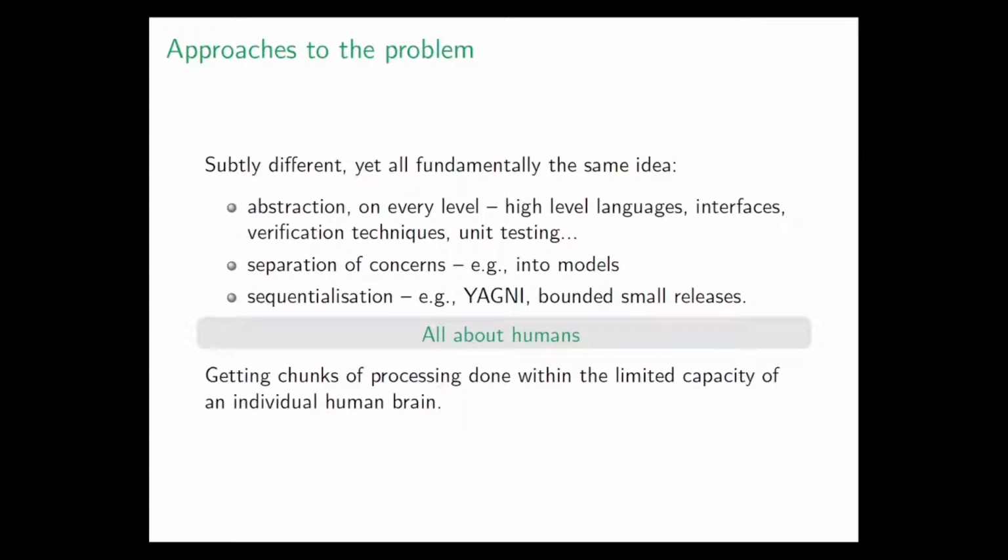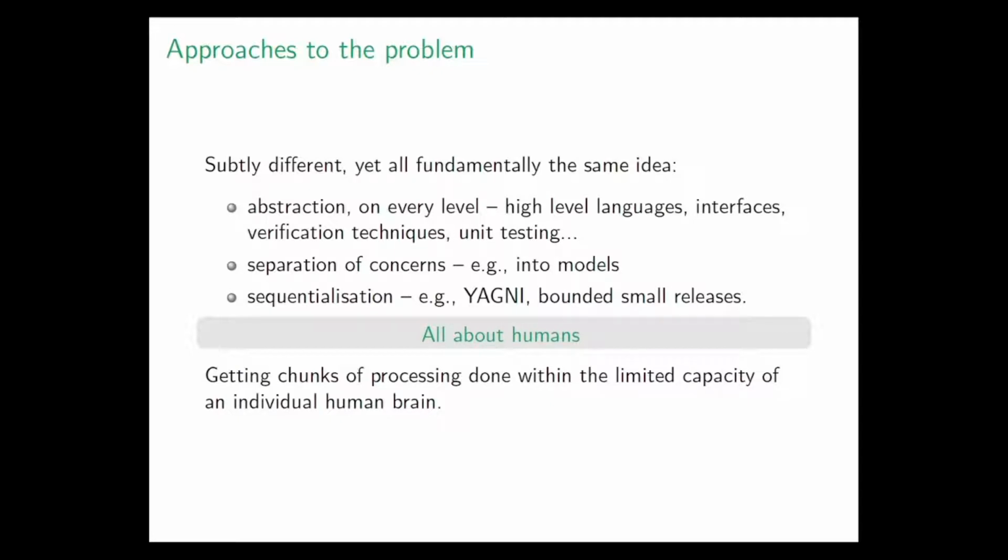We have of course made many strides in this direction. The software crisis of the 1960s to 1990s is, thank goodness, no longer with us. And why? I think fundamentally because we've got so much better at getting chunks of processing done within the limited capacity of an individual human brain. We have to some extent come to terms with the fact that there is too much information in any medium to large software development.